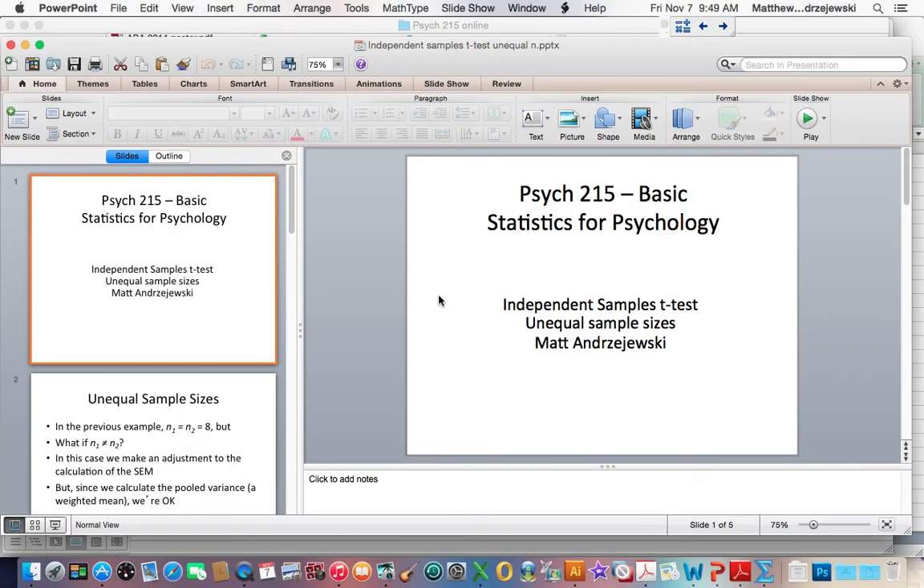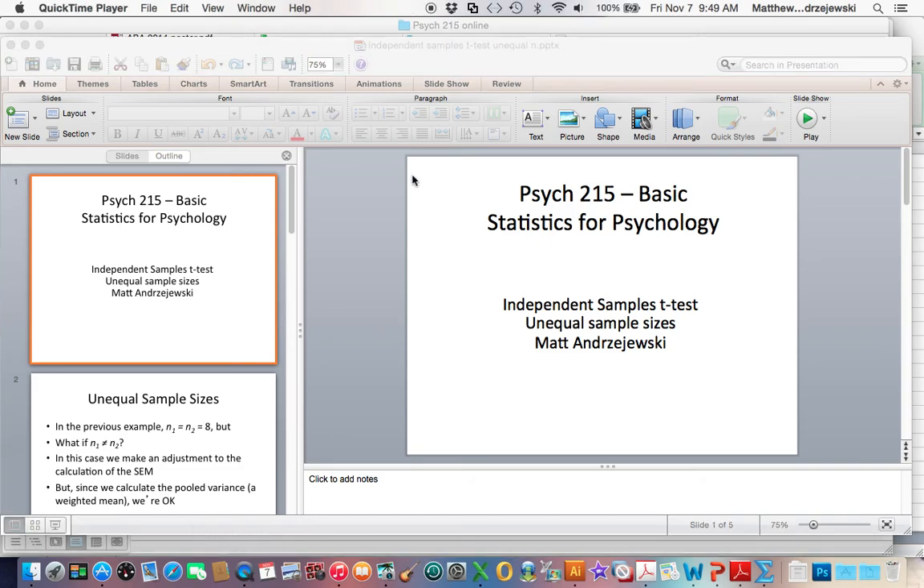Okay, so the lesson here to get is that if we have unequal sample sizes, you can do exactly what you do if we have equal sample sizes, because we are calculating pooled variance and we are weighting the variances according to the size of the samples. Hopefully that sets your mind at ease a little bit.